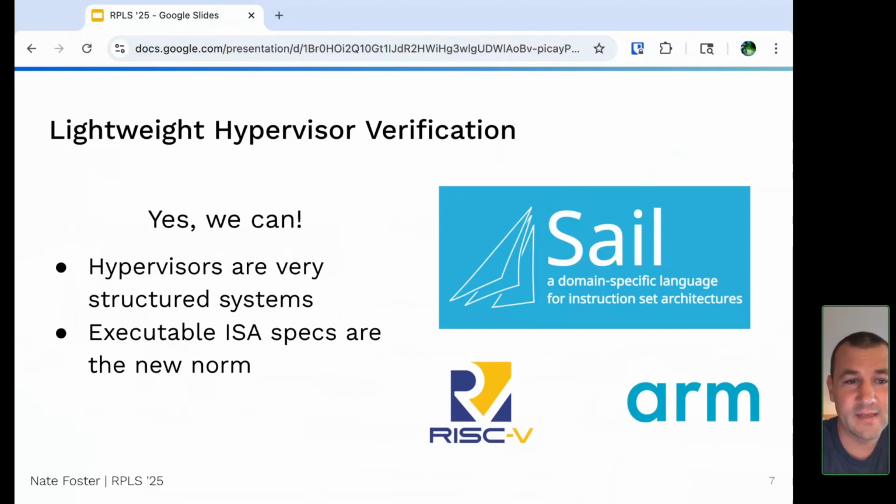And the SAIL community by now maintains specs for several real-world ISAs, in particular RISC-V and ARM. And so we can leverage all this great work to let us basically start from a specification of the hardware that Peter and the community have built, and that greatly reduces the load for our work.